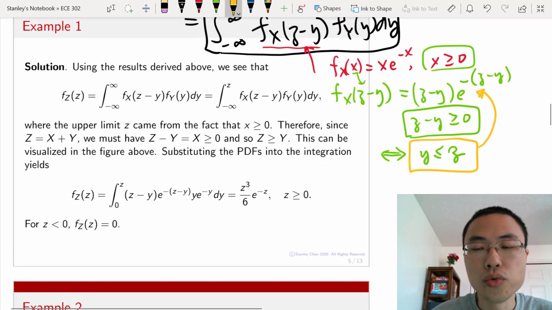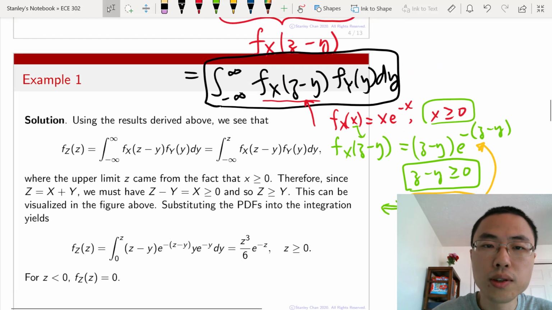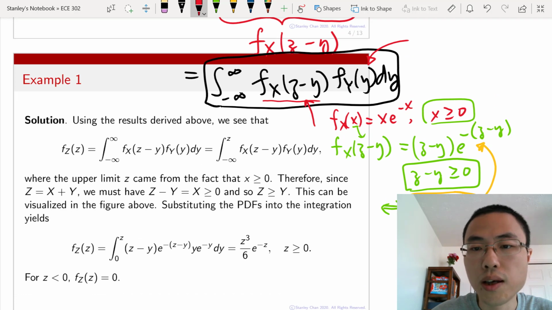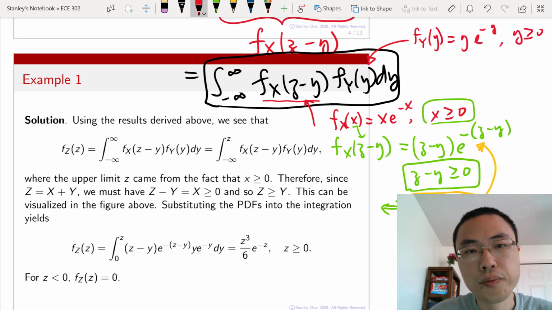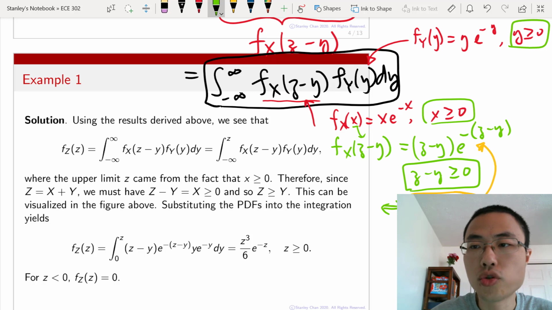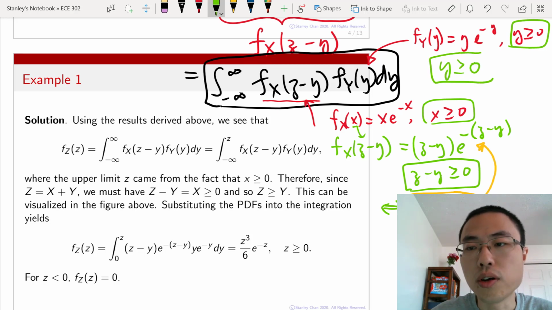So what else do we need to care about? The second thing is fy. I'm going to substitute it with y e to the minus y, and in this case y is positive. So this is what we need to do for y. But you notice that this is a constraint as well. You need to have y bigger than 0 in order for you to plug in the definition of this fy.